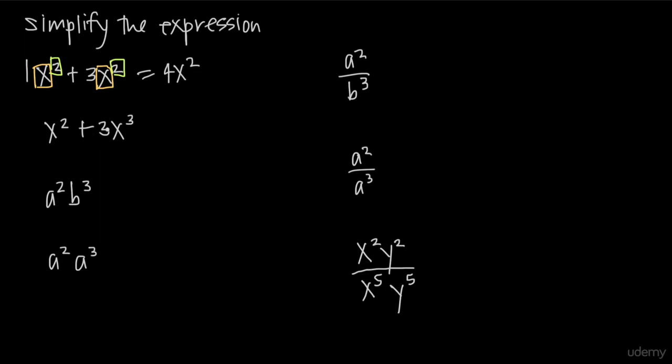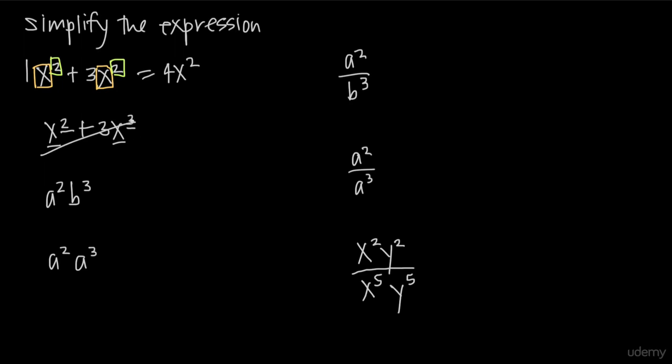Here, if we try to add together an x squared and an x cubed, our x's are the same, the variable is the same, but the exponent is a 2 versus a 3. And because the exponents are different, these are not like terms, and we can't simplify this at all. We can't add these terms together, so these are not like terms.